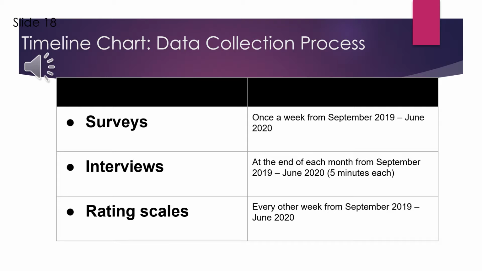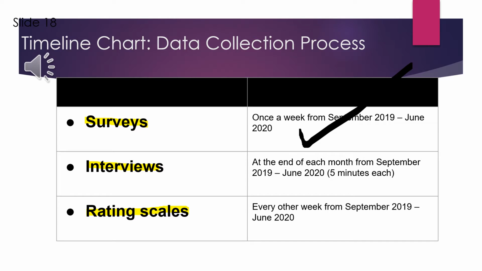Now for my timeline chart, which will be the data collection process. So I've laid out in this format my 3 data sources, which are surveys, interviews, and rating scales. So for surveys, I will be conducting these once a week from September 2019 to June 2020. However, they will also be available online for students, parents, and teachers to complete voluntarily.